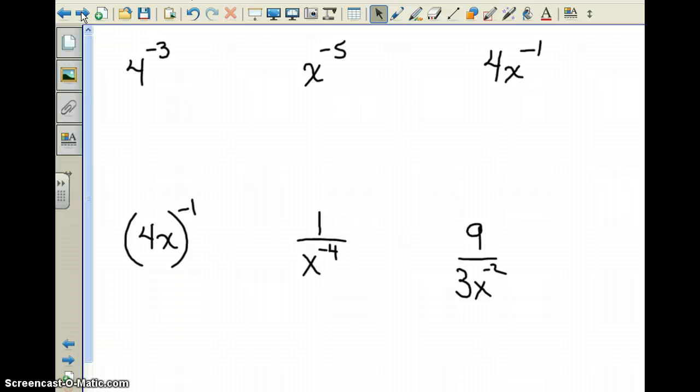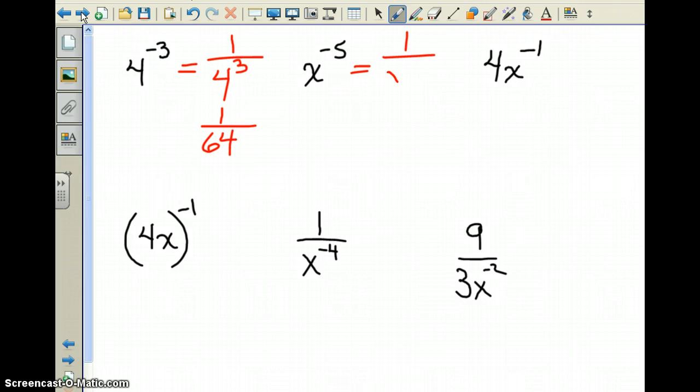And now let's go through and simplify these 6 problems. 4 to the negative 3rd, I see a negative exponent, so I'm doing the reciprocal of my base with its exponent. 1 over 4 to the 3rd is 1 over 4 times 4 times 4, which is equivalent to 1/64. Next one, x to the negative 5th. I'm going to do 1 over my base to the positive exponent of 5.